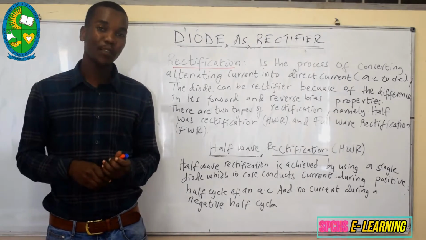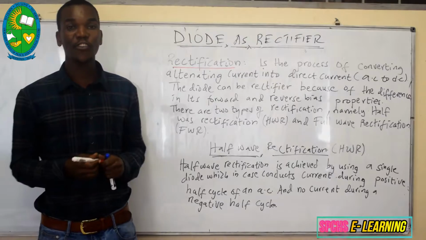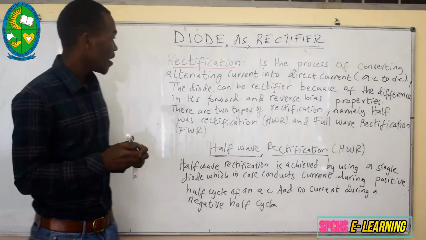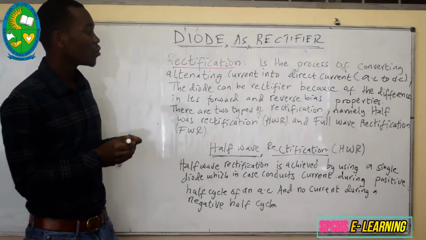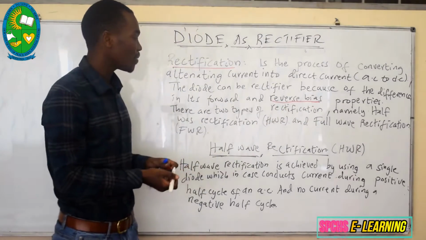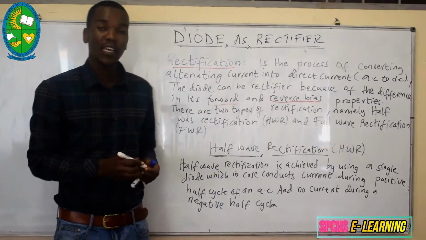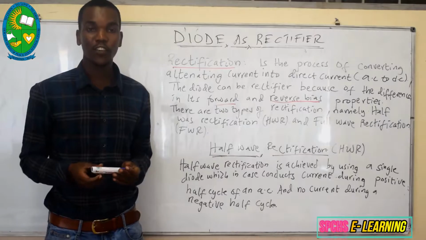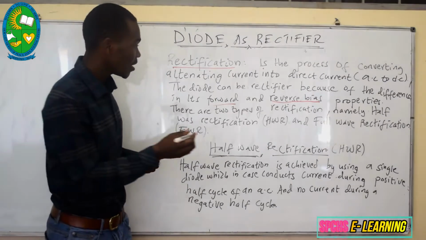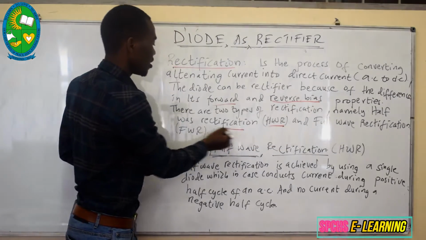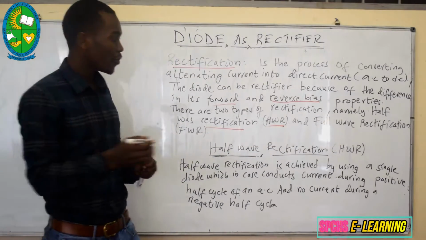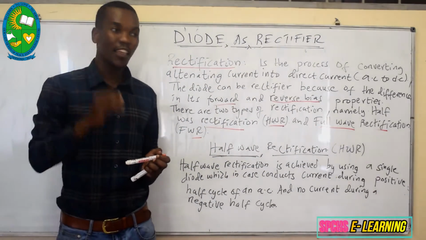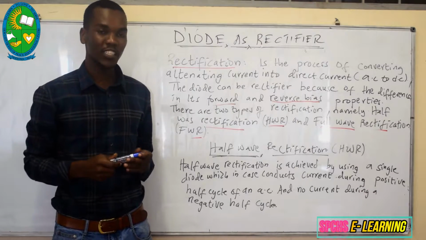Now, a diode can be used to perform that task because a diode has a property known as biasing. It can only be connected in a specific direction. Therefore, we use a diode as a rectifier because of its reverse bias property and its forward bias property. Rectification is divided into two types. The first one is half-wave rectification, and there is also full-wave rectification. We are going to discuss these two types of rectification at length.